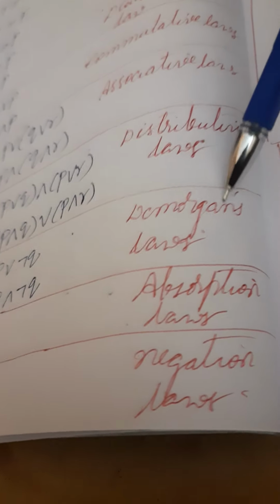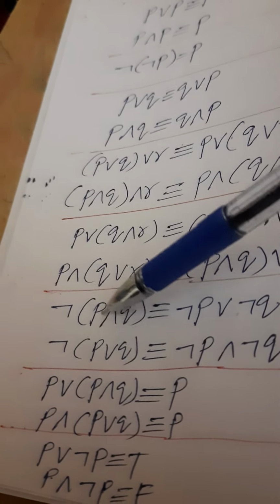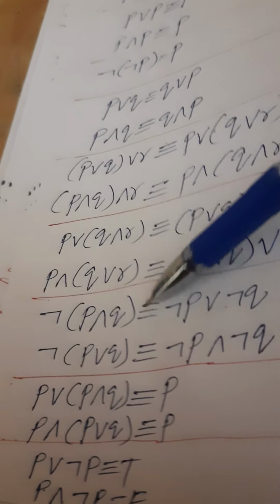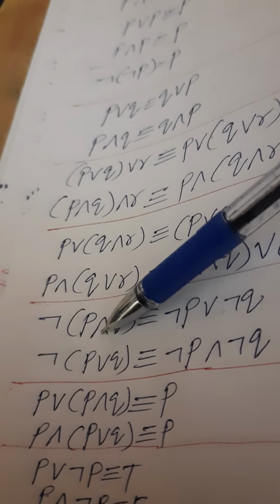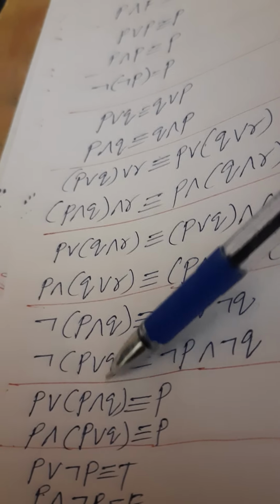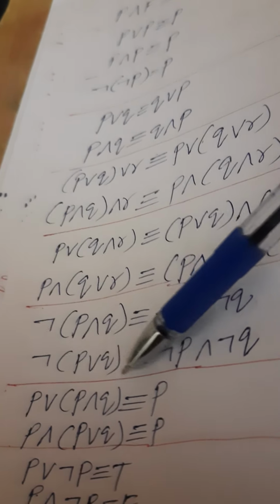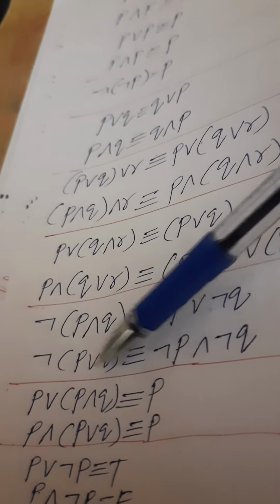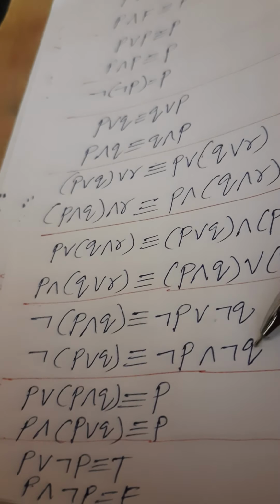Next, these are De Morgan's laws. What is De Morgan's laws? Negation of P conjunction Q equals negation of P disjunction negation of Q. Whatever is inside, it will become opposite. If it is conjunction, it will become disjunction. See here it is disjunction, it becomes conjunction. These two will become negations. Negation P conjunction negation Q.